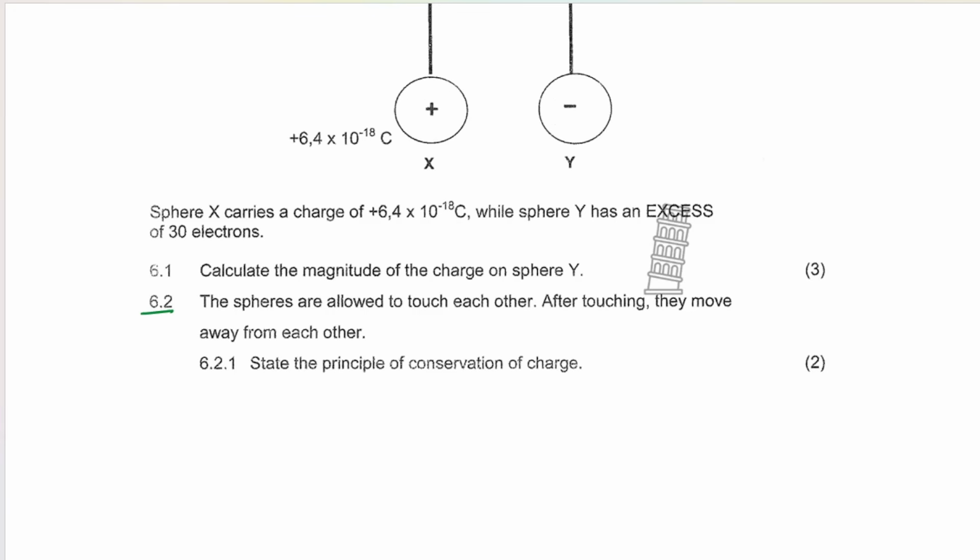First, they want us to state the principle of conservation of charge. This is just something that you need to study. You need to learn it. It's a definition, and you need to know it off by heart. And that is the definition.